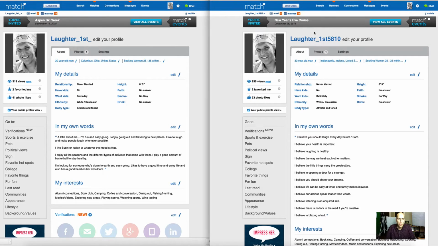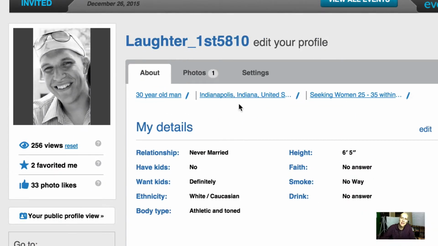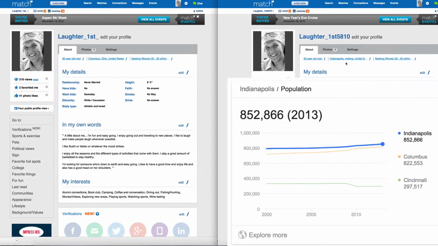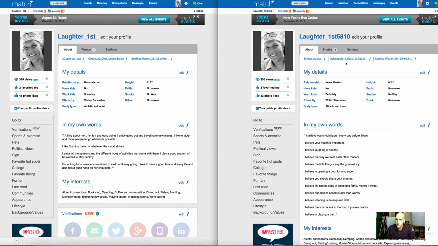All right, so what we're looking at here is two identical profiles. Everything is the same on these except for the location. As you can see, in profile 1 we're looking at Columbus, Ohio, and in profile 2, Indianapolis in Indiana. The reason I chose these two cities is they're within 20,000 of each other for population, and they're also in the same geographical area, relatively speaking, if you're talking about the United States. Now, the only other difference in these two profiles is the section called In My Own Words, essentially telling you about myself. Everything else is the same.